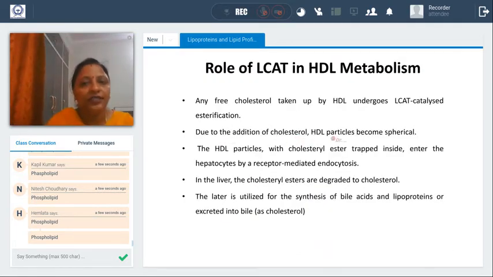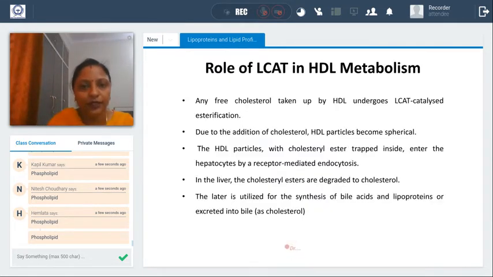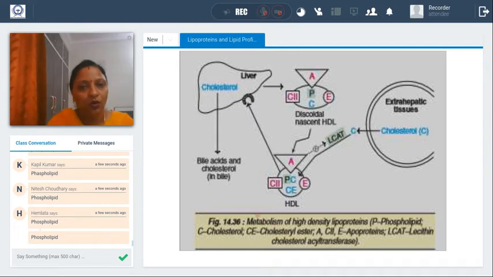Due to the addition of cholesterol, SDL particle becomes spherical, and this SDL particle with cholesterol ester trapped inside enters the hepatocyte by receptor-mediated endocytosis, and again this goes to the liver. In the liver, the cholesterol esters are degraded to cholesterol, and this cholesterol is utilized for the synthesis of bile acids and lipoproteins or excreted into bile.